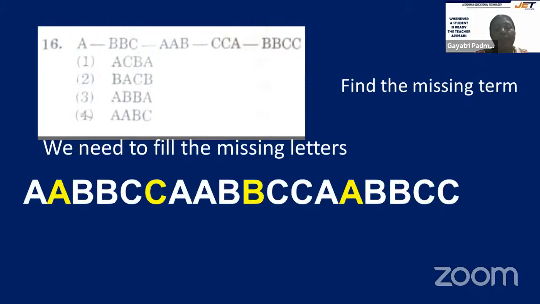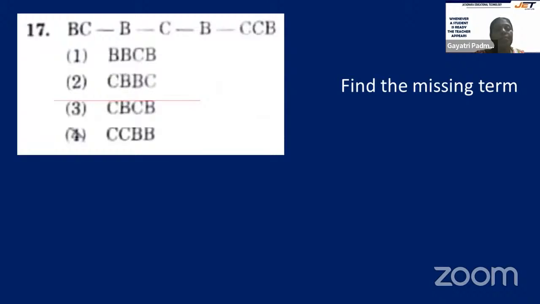We need to fill the missing letters. So here, if you see A, before B, B, C, it should be A. Before A, A, B, that should be C, right? Before C, C, A, it should be B. Next, before B, B, C, C, that should be A, isn't it? So it should be A, C, B, A. The letters highlighted with yellow will be your correct answer. All right. With this, let's move on to the next question.